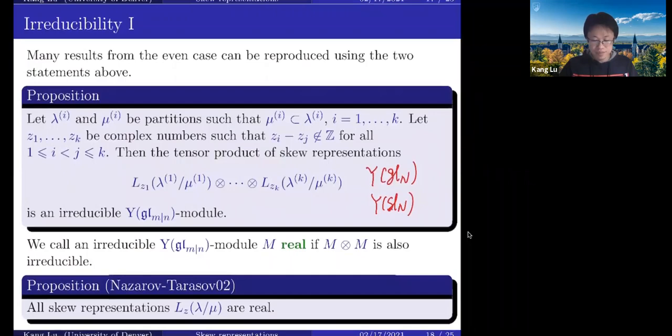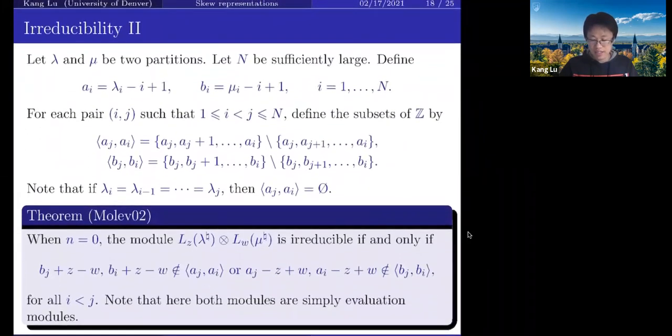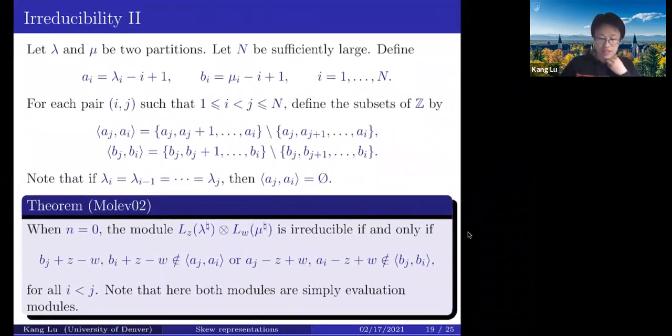This is one example. Another example, which is slightly different and maybe more interesting: in the even case, you can discuss the tensor product of two evaluation modules. Those are evaluation modules, not skew representations, so it means just a Young diagram, not a skew Young diagram. Then the result of Bernstein-Zelevinsky (Moeglin-Waldspurger type) shows that those two are irreducible if and only if these conditions hold. So this is a sufficient and necessary condition. Let me explain it slightly. This is a subset of Z or a subset of C.